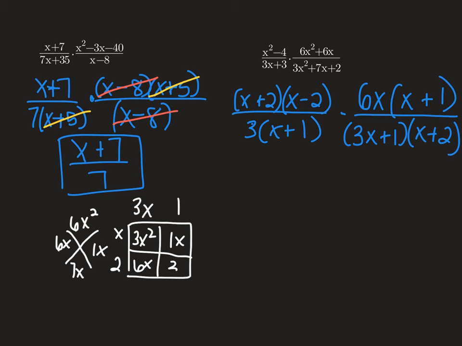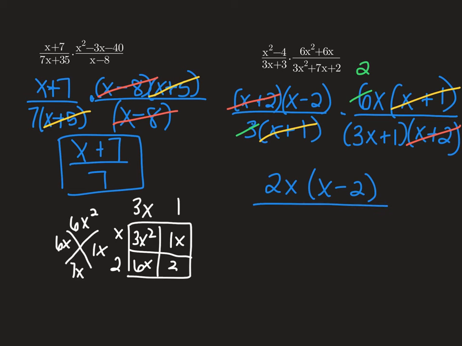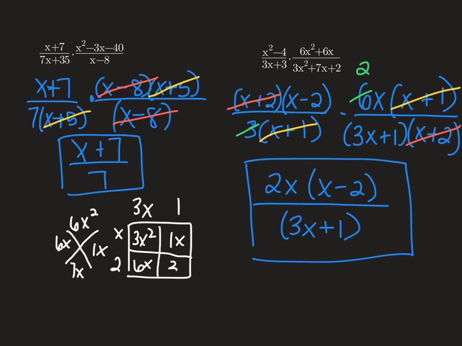And now I can start to cancel my common factors. So I see an x plus 2 and an x plus 2. Notice I'm not canceling out an x minus 2 and an x plus 2. Those aren't the same. And then I can cancel out the x plus 1s. And then look, there's one more factor. It's kind of different. The 3 can go into the 6 two times. So when I look at this problem and I go straight across, I get 2x from the right-hand fraction multiplied by the x minus 2 over, and the only factor that's left in the denominator is the 3x plus 1. Again, notice I'm not multiplying anything. So this is my final answer. How'd you do?